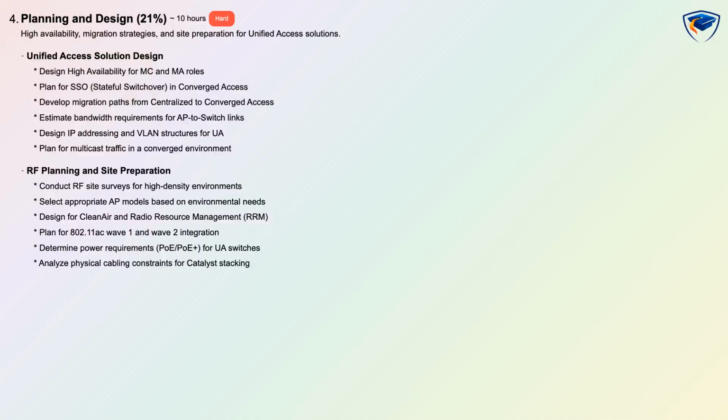You will design IP addressing and VLAN structures, plan for multicast in a converged environment, and conduct RF site surveys for high-density deployments to select appropriate AP models. You will also design for CleanAir and RRM, plan 802.11ac Wave 1 and Wave 2 integration, determine PoE and PoE+ power requirements for UA switches, and account for cabling and stacking constraints on Catalyst platforms.